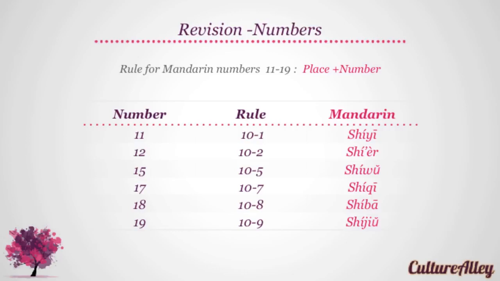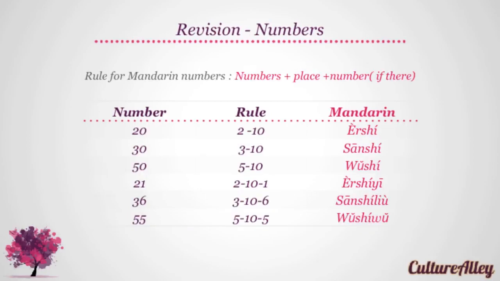17, which is 10 and 7, translates as 17. 18, or 10 and 8, becomes 18. And finally, 19, that is 10 and 9, becomes 19. Great! Let's take a look at numbers beyond 19.